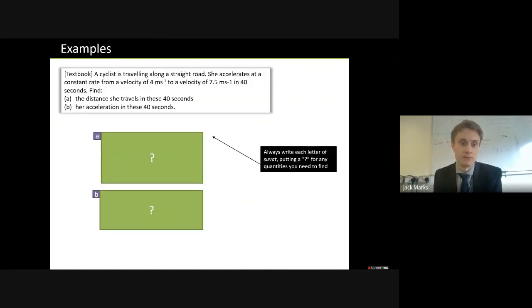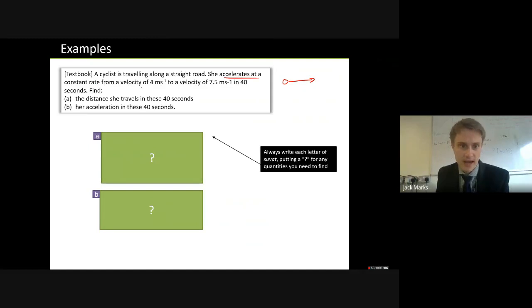So let's do an example. A cyclist is traveling along a straight road. Always try and draw and just think about the situation. We've talked about direction changing being important and so on. So you should always have some basic idea of the context, what's going on. Along a straight road, she accelerates at a constant rate.